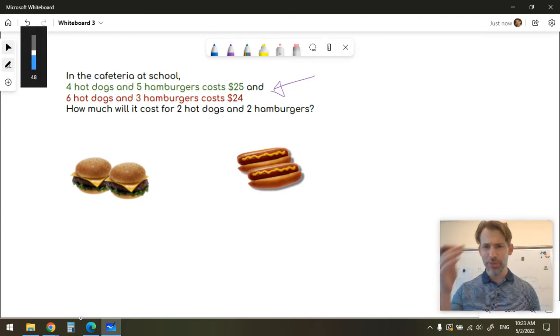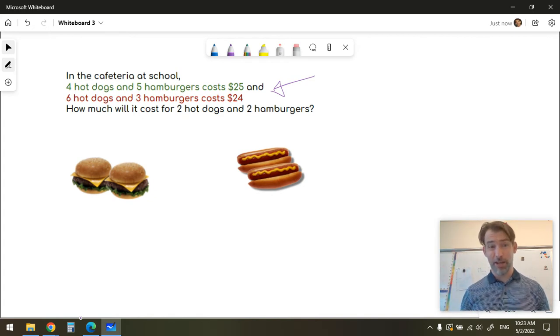The first step is we need something that we can graph. We could just start plugging in stuff for the value of hot dogs. It would look like this: let hot dogs cost $2, and then you would say four. Then you would start working here. 4 times 2 would be 8. The 5 hamburgers must cost $25 minus 8. They must cost $17. So hamburgers in that case would be 17 over $5 each, which is awkward.